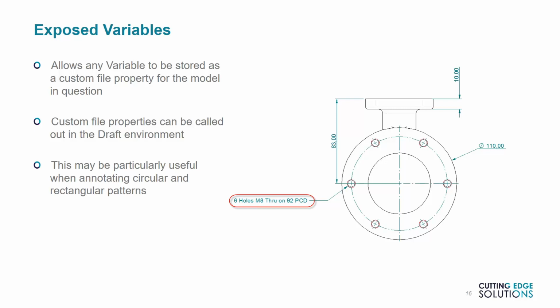You might be asking, why is this useful? And the answer is that anything stored as a custom file property in a Solid Edge model can be added as a draft callout. For example, you might want to add a draft callout of the X and Y count of holes in a rectangular pattern. The way to do this is to expose X and Y count in the part file, then add a particular callout. It's easier to show this process than to explain it.